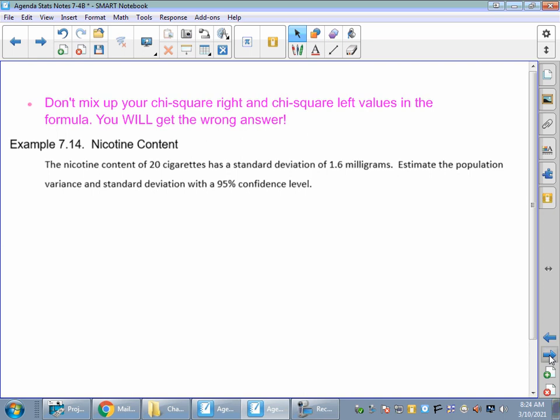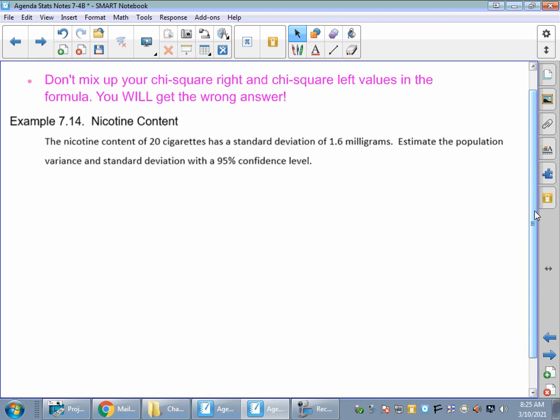So let's talk about an interval. So nicotine content of 20 cigarettes has a standard deviation of 1.6 milligrams. Estimate the population variance and standard deviation with a 95% confidence level.